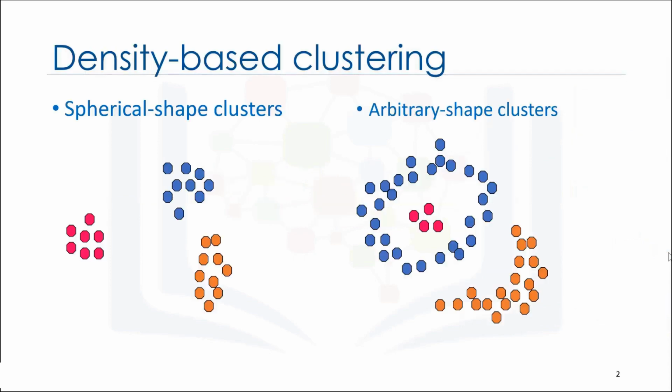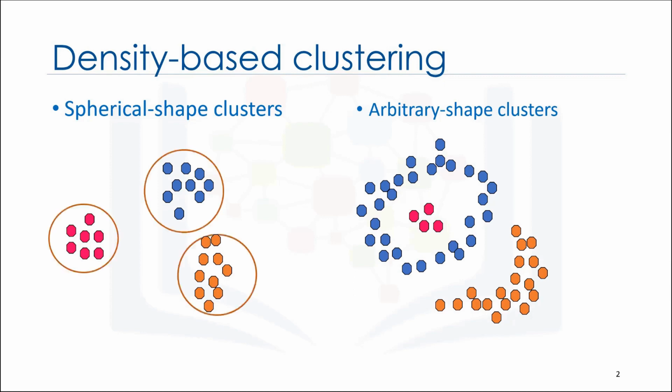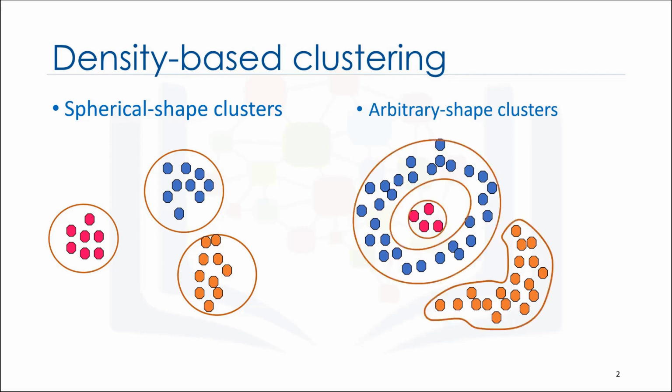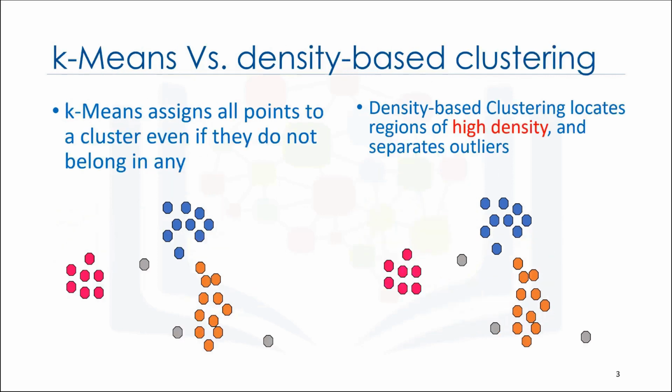Most of the traditional clustering techniques, such as k-means, hierarchical, and fuzzy clustering, can be used to group data in an unsupervised way. However, when applied to tasks with arbitrary shaped clusters or clusters within clusters, traditional techniques might not be able to achieve good results. That is, elements in the same cluster might not share enough similarity, or the performance may be poor.